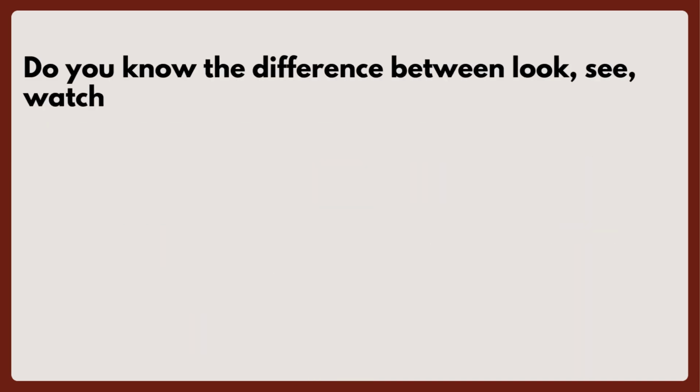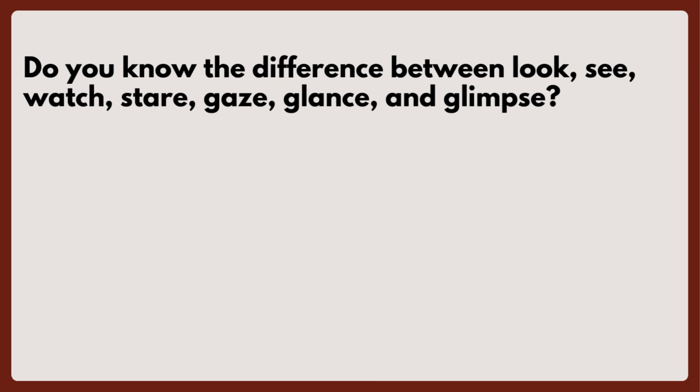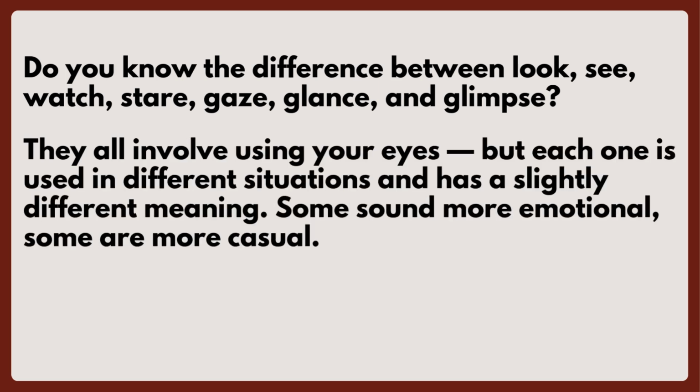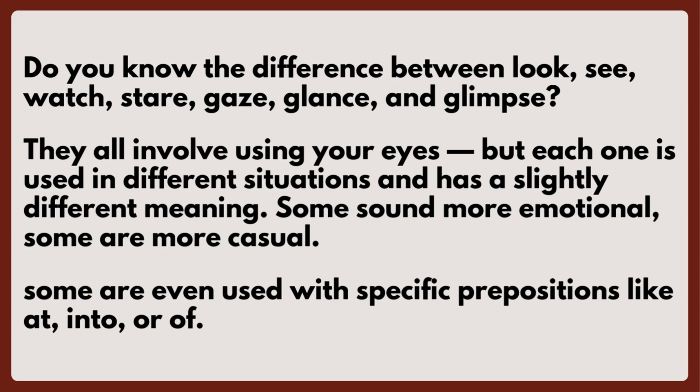Do you know the difference between look, see, watch, stare, gaze, glance, and glimpse? They all involve using your eyes, but each one is used in different situations and has a slightly different meaning. Some sound more emotional, some are more casual, and some are even used with specific prepositions like at, into, or of. In today's lesson, we're going to break down all 7 of these verbs, what they really mean, how they're used in everyday English, and which prepositions go with them.